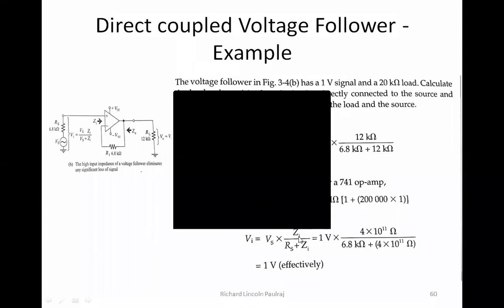Okay, so input impedance you have calculated here with the help of the formula, right? You're taking the values of only resistances. Keep in mind, you're not taking the value of impedance. Impedance you are calculating. Is that clear, students? Yes, are you following?